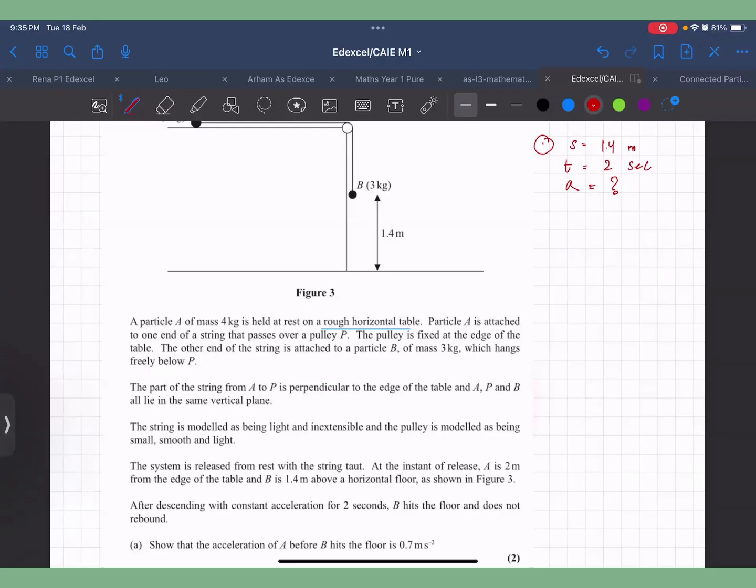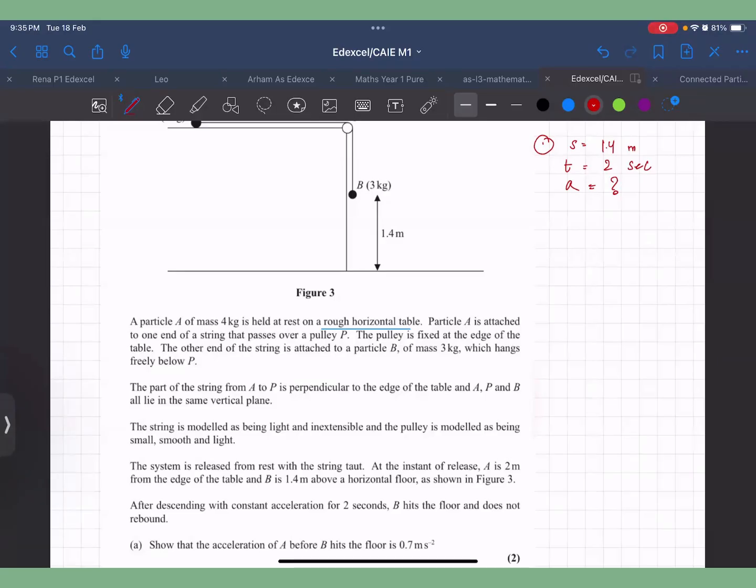Okay. So what more do we have? 2 meters, 1.4 meters above. So 2 seconds, hits the floor, does not rebound. Show that the acceleration of A before B hits the floor is 0.7. So V equals U plus at, or final speed, we don't know. We would have to form the equations.